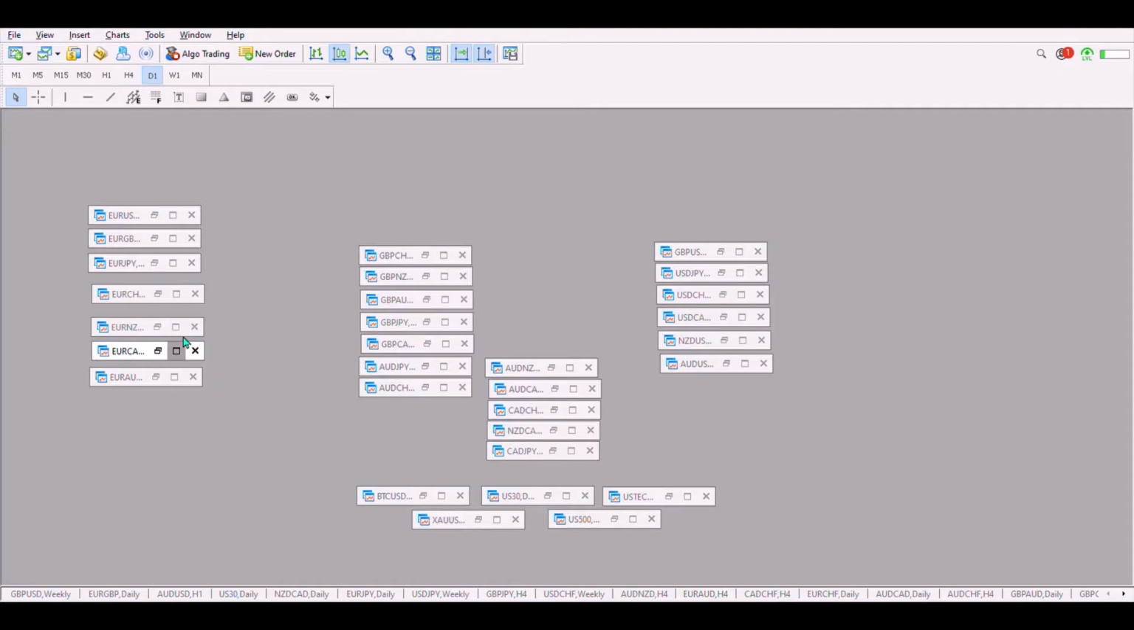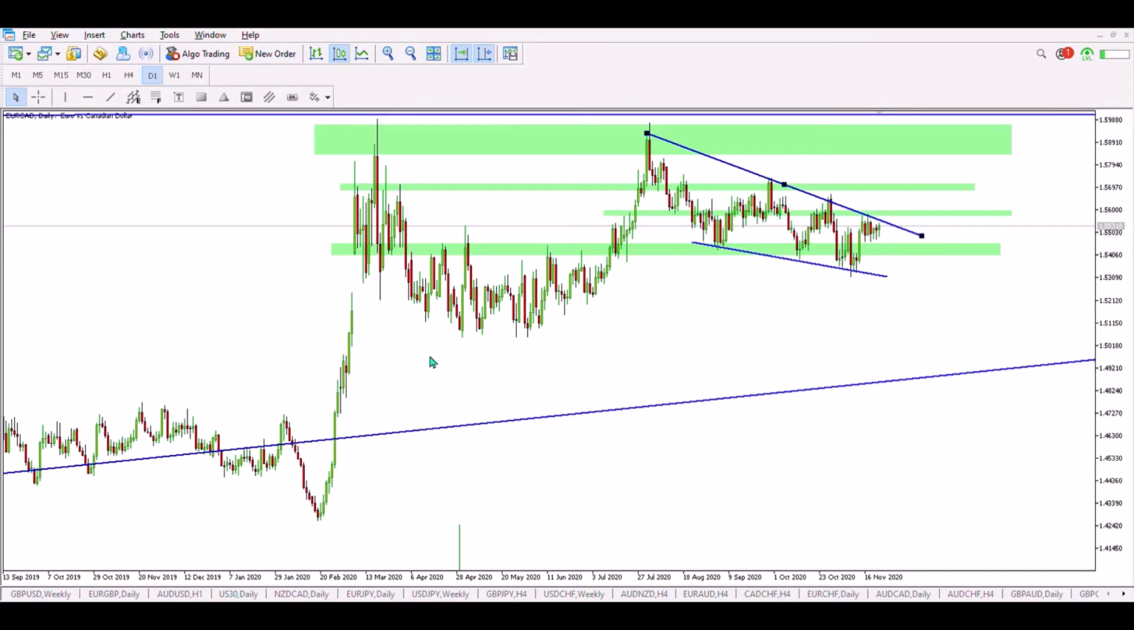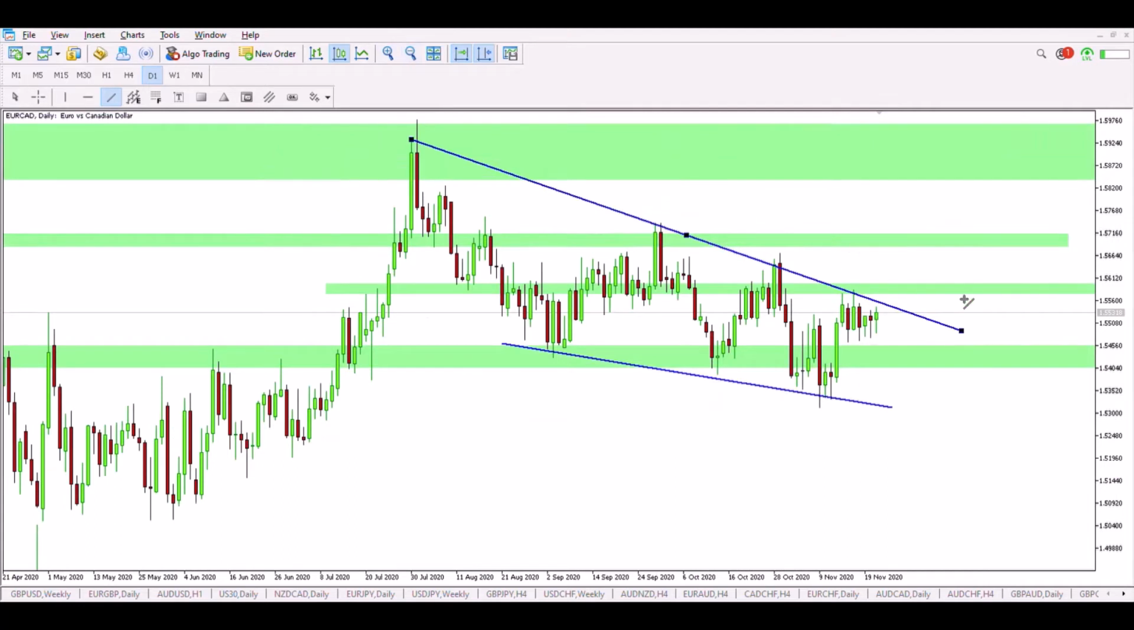Now let's see Euro CAD, and what we have here is a pattern called a falling wedge. And usually it's traded the same way as a triangle. We wait for a breakout above this trend line or below this trend line. So that's the only thing we do. Now let's mark it again and see what's going on here.